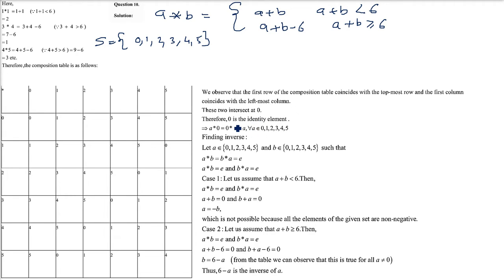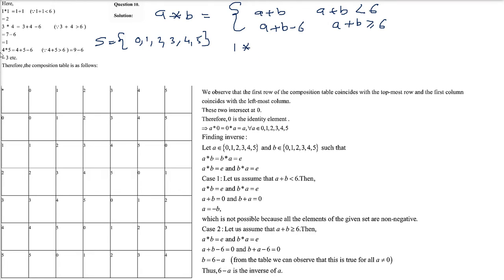Now one or two values I am going to tell you, because this question we have already done. So let us take certain values. Two values I am going to take, one greater than 6 and one less than 6. First you have to write 0 to 5 here, in row and column. So I am taking just some random values like 1 star 3.